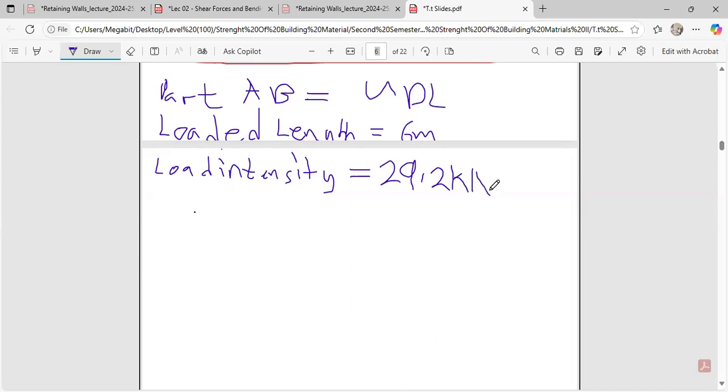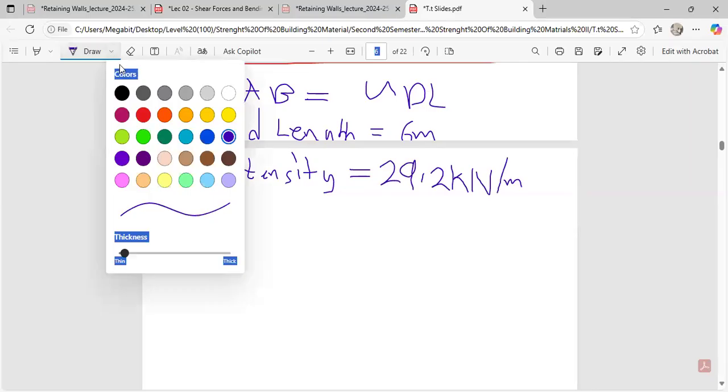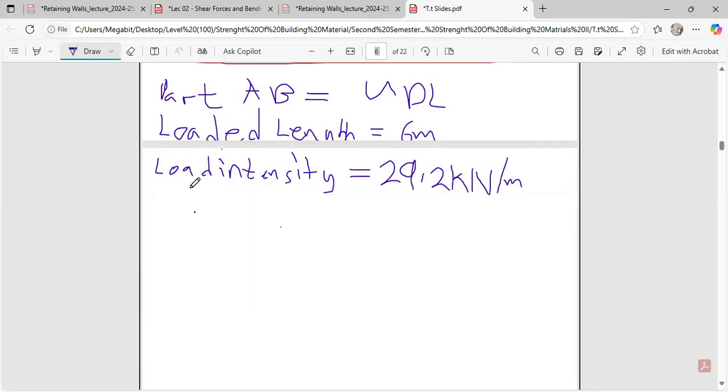Kilonewton per meter. If you don't add the unit, you'll be marked wrong. Okay, please, I'm not being wicked to you guys, I'm just trying to let you learn the hard way. If you go the hard way, you realize that in the exam, life will be much easier for you. So from there you come to ECL.